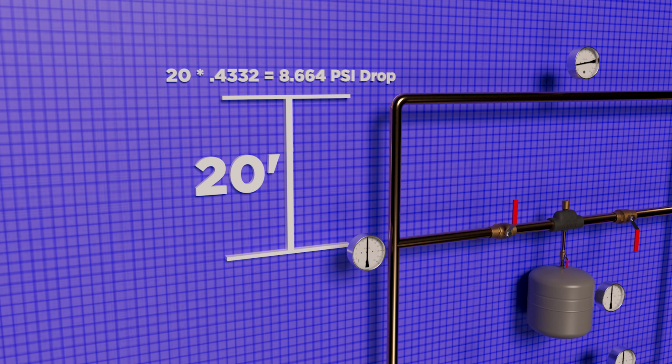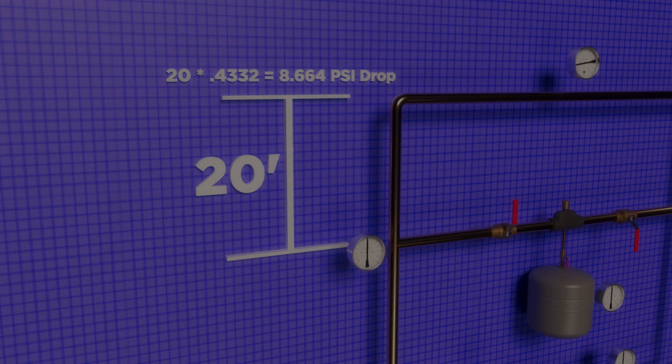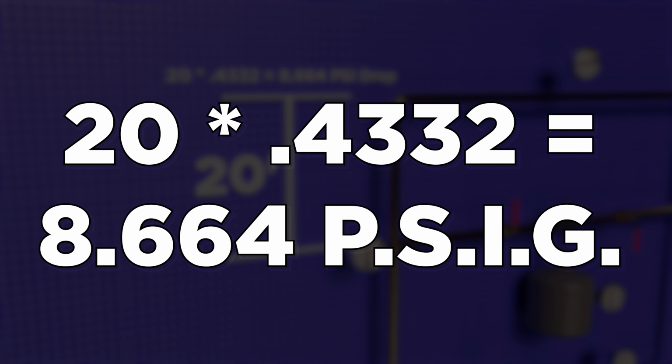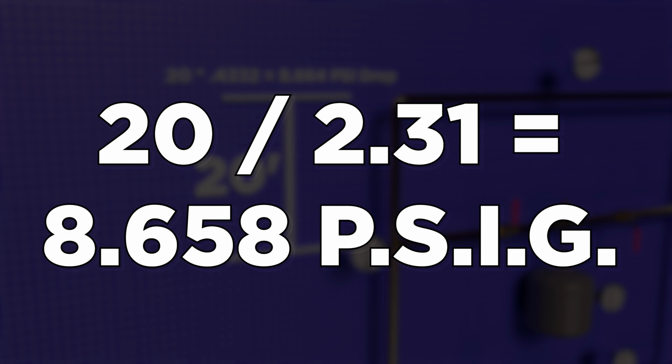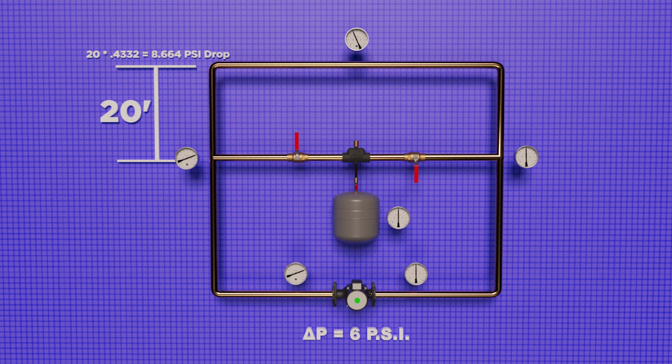Brace yourself, it's time for some simple math. If we have a system 20 feet tall, we can calculate the static pressure on the system. 20 feet times 0.4332 equals 8.664 psi. Or we can do the math a different way. 20 feet divided by 2.31 equals 8.658 psi. So this means it takes almost 9 psi to get to the top of the system.